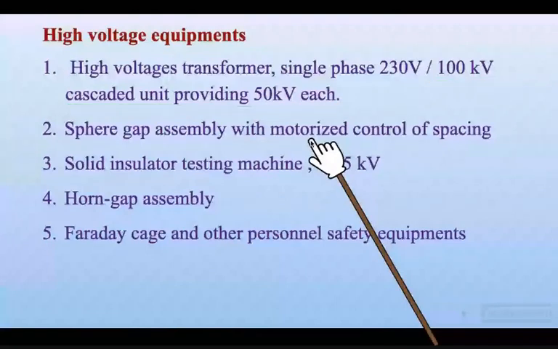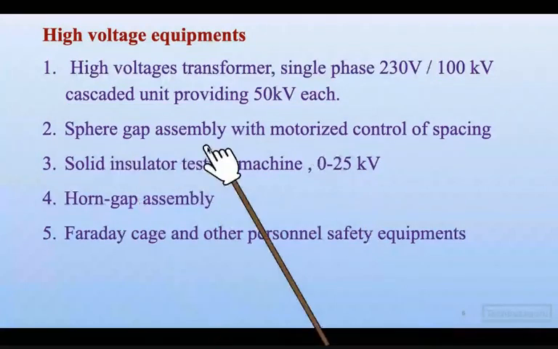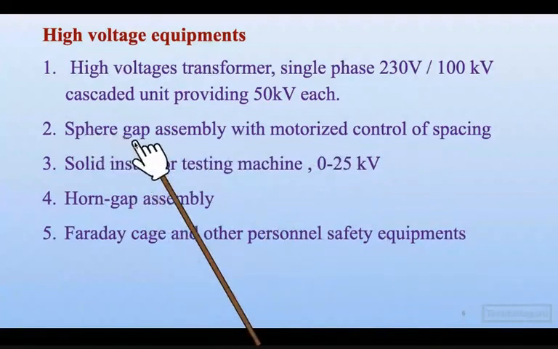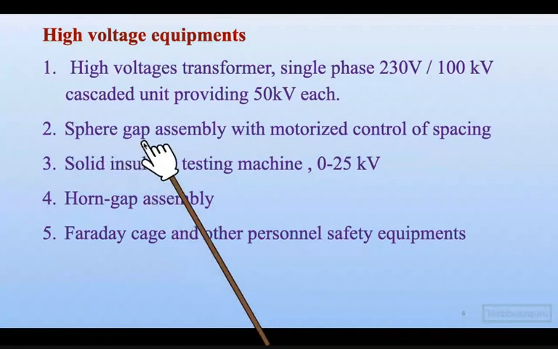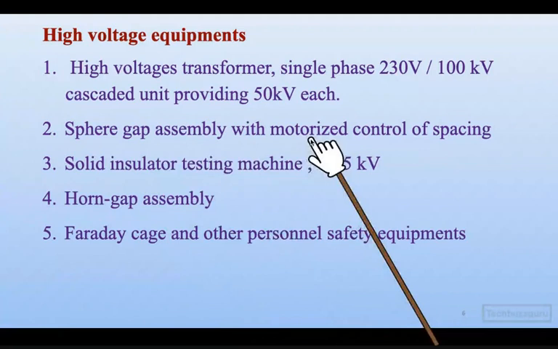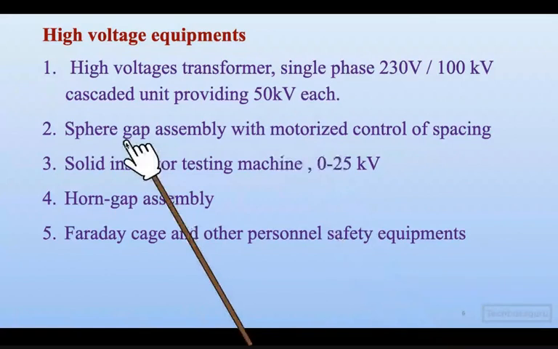Now, next is we have a sphere gap assembly with the motorized control spacing. Sphere gaps are actually spherical electrodes which are mounted either vertically or horizontally. In our lab, we are mounting these in a vertical manner, and high voltage is applied across the spherical electrodes. One electrode is grounded, the other electrode is energized from high voltage, and certain testing can be carried out, like calibration of a voltmeter or breakdown of air, the standard spacing. This is tested using the sphere gap assembly.